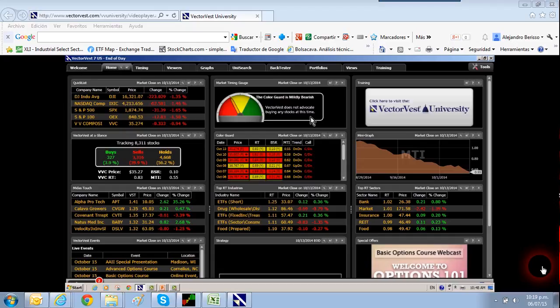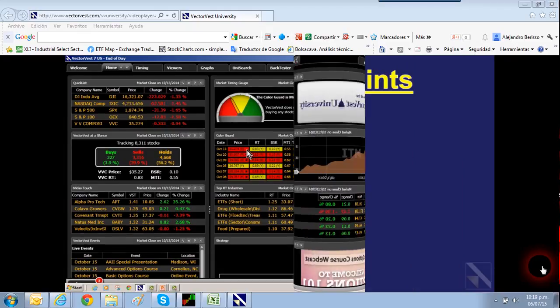But one of the great things about VectorVest is we actually love downturns, because all you have to do is wait, check it each day, and then when you see that first green light and a green light with a star, you're ready for some explosive profits, because you're getting in right near those market bottoms.